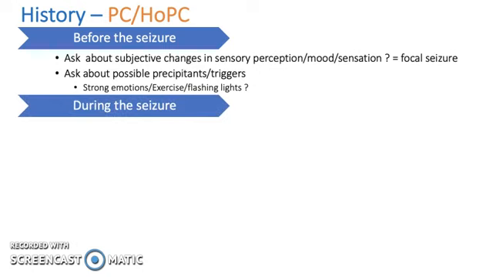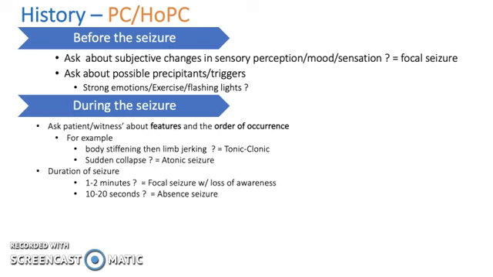During the seizure, since the patient may have been unconscious, ask the witness about seizure features and the order of occurrence. For example, stiffening and then jerking. Also ask about the length of the seizure, as this may give you some idea about what type of seizure has occurred. For example, focal seizures with loss of awareness typically occur for 1 to 2 minutes, whereas absent seizures can occur between 10 to 20 seconds.